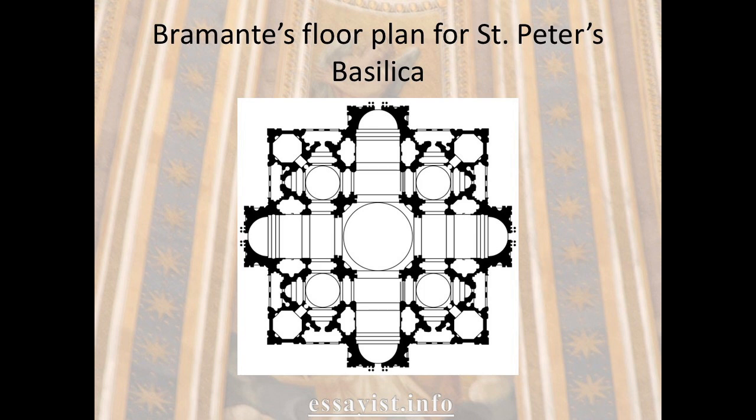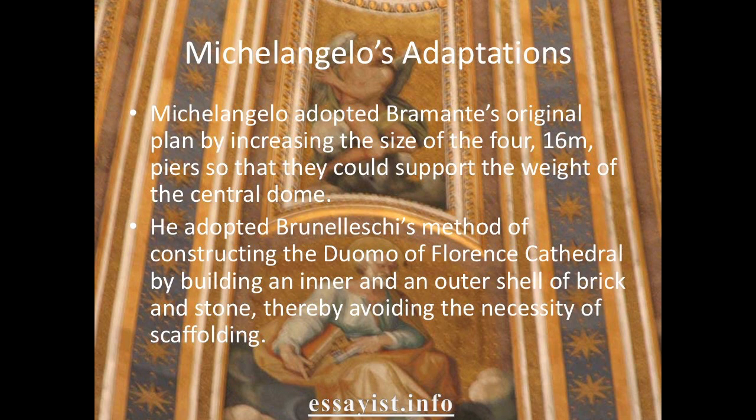But whereas the dome of the Pantheon arises from the massive drum structure below the external cornice, Bramante sought to give prominence to the dome by making it higher. It now reaches a height of 136.57 meters, including the lantern, and has an inner diameter of 42.56 meters. Michelangelo adopted Bramante's original plan by increasing the size of the 4 16-meter piers so that they could support the weight of the central dome. He also adopted Brunelleschi's method of constructing the Duomo of Florence Cathedral. That is, he built an inner and an outer shell of brick and stone, thereby avoiding the necessity of scaffolding.